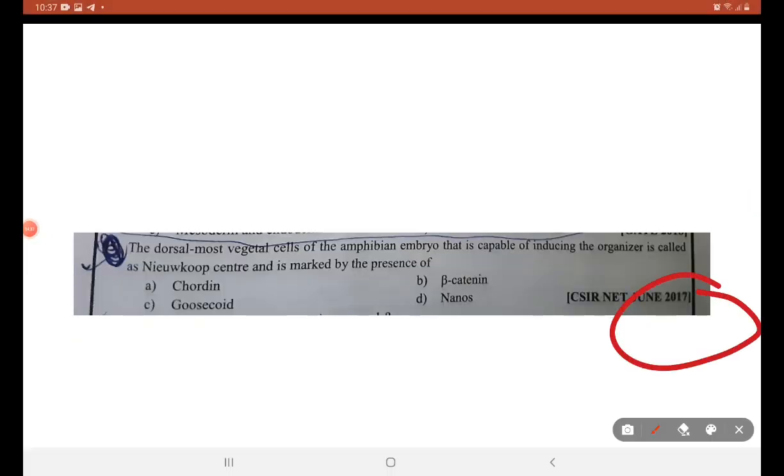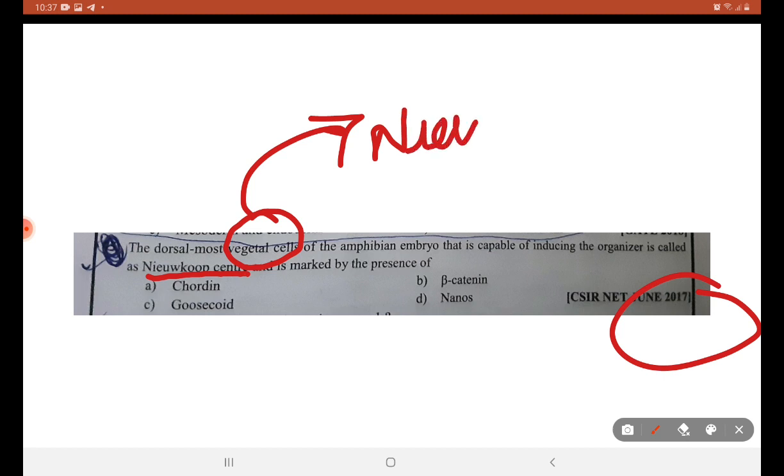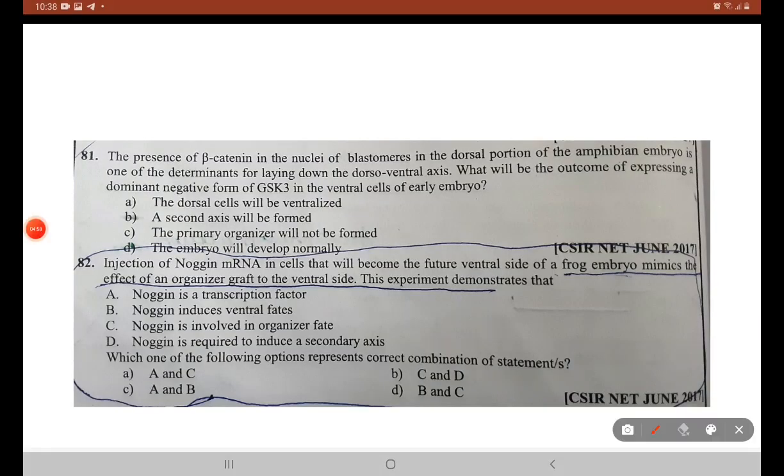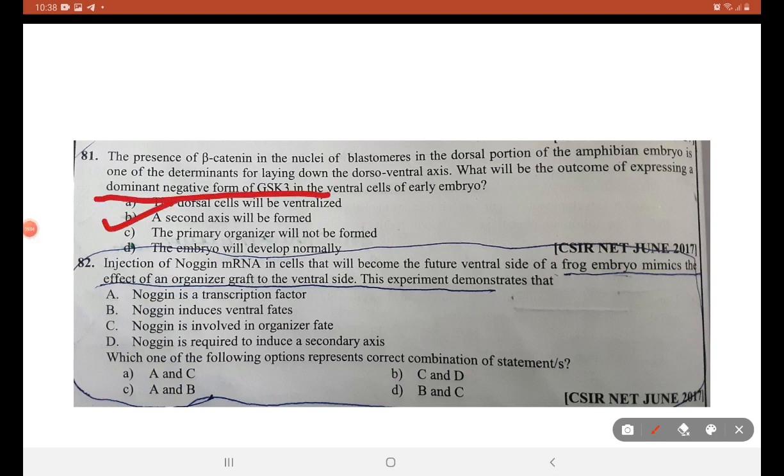2017. The dorsal-most vegetal cell of the amphibian embryo, capable of inducing the organizer, is called the Nieuwkoop center. Dorsal-most vegetal cell. So Nieuwkoop center is an endodermal cell marked by the presence of beta-catenin. Next, dominant negative question. It will form a secondary axis.